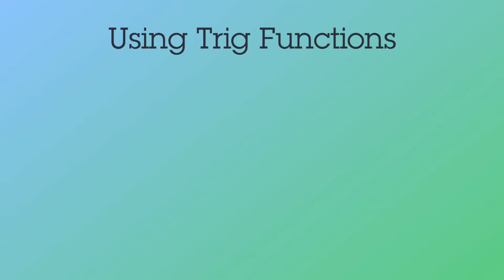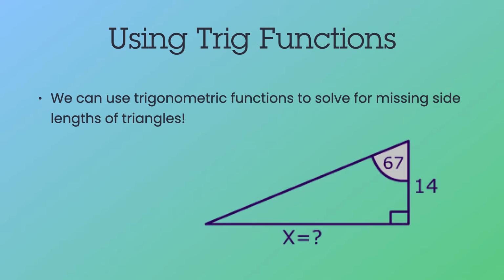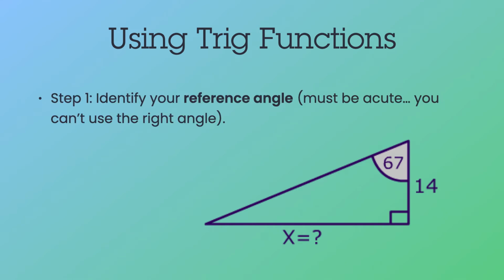Where we actually use these is to solve for missing side lengths of right triangles. For example, here's a triangle. We know one of the sides is 14, but we're looking for the other side. Now, unfortunately, we cannot use Pythagorean theorem here because for Pythagorean theorem, you need 2 sides and then you can find the third, but we only have 1. We do have an angle though. So here are some steps you can take.